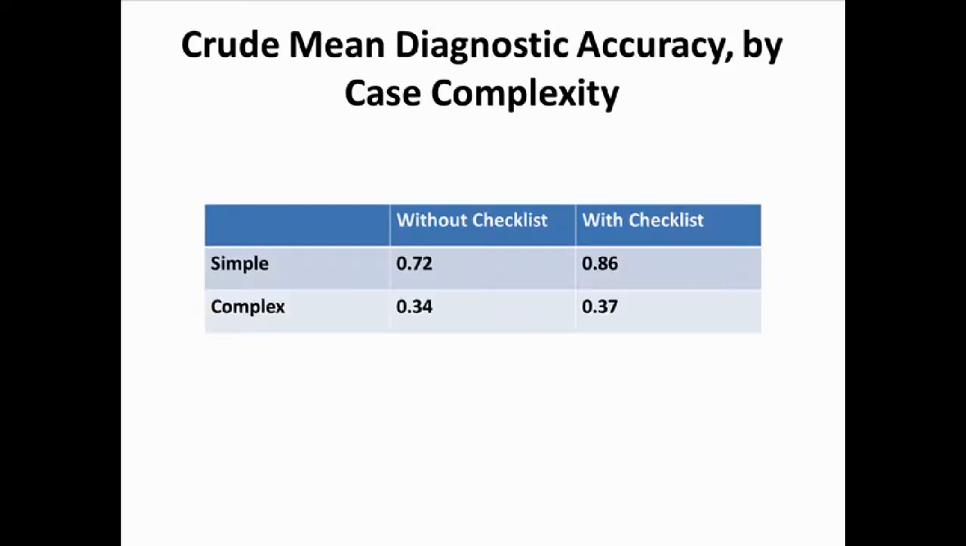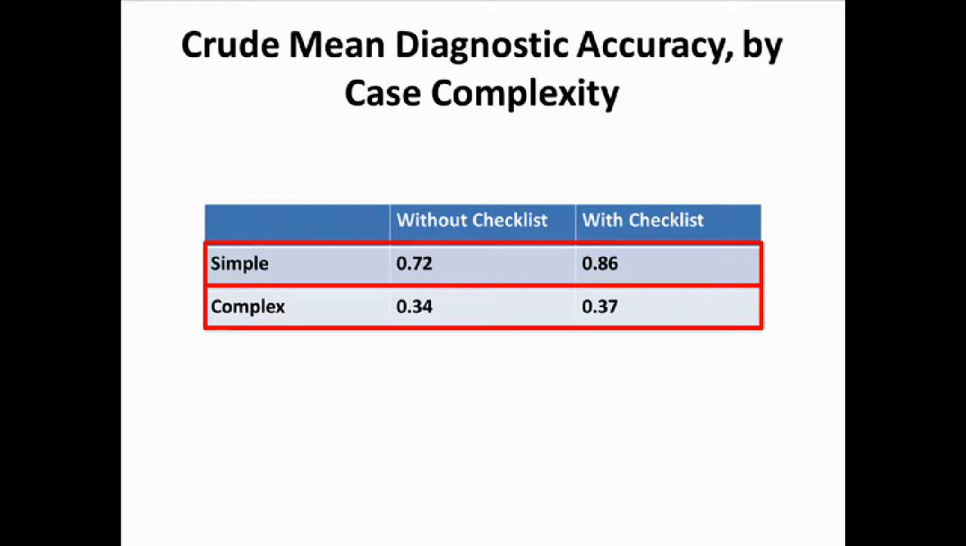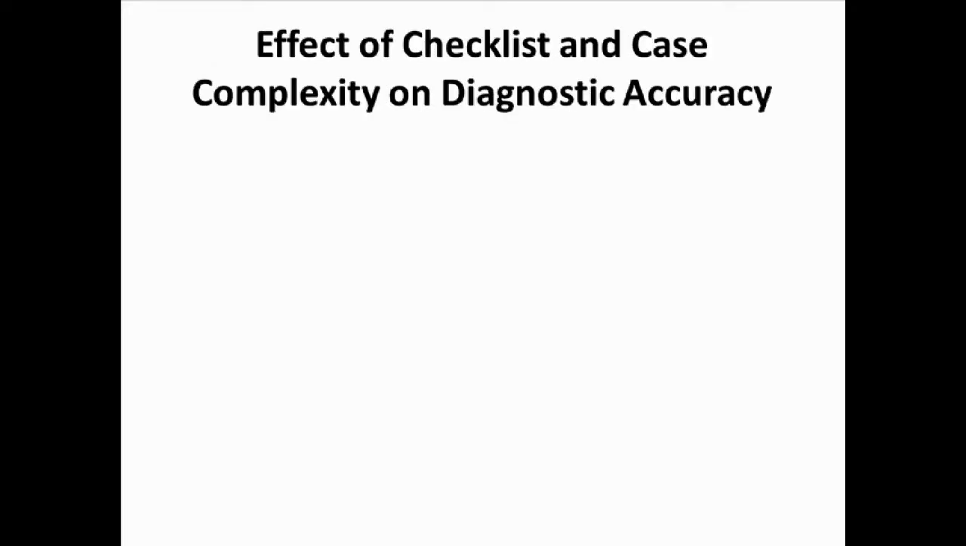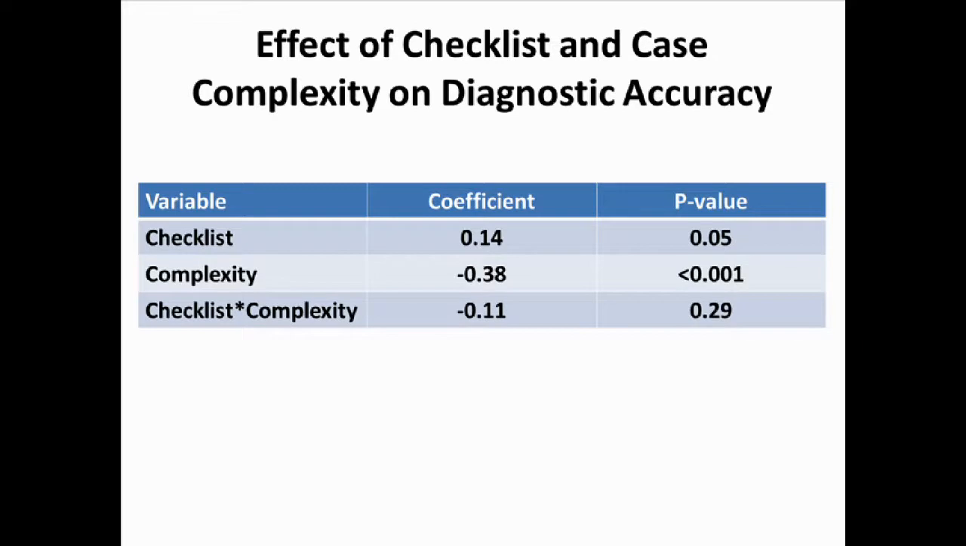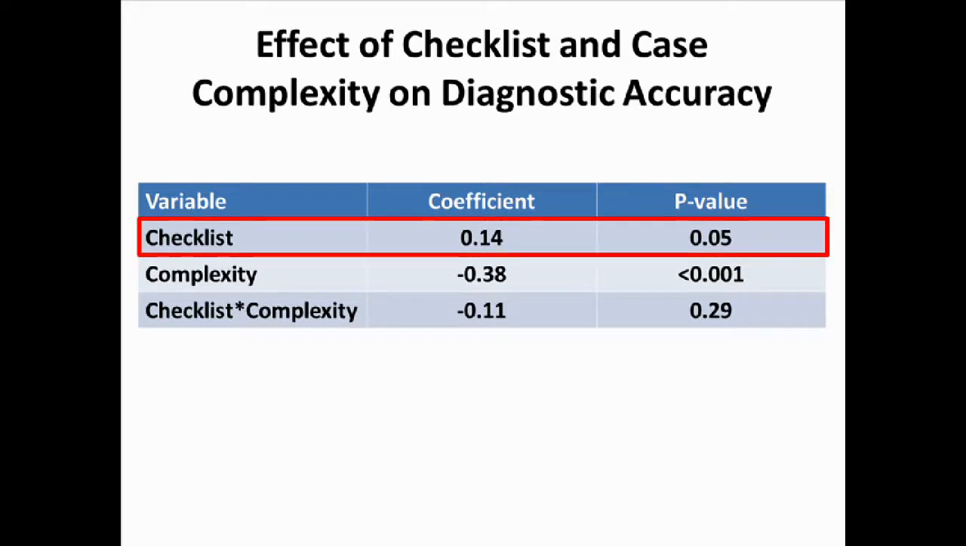You can see here, based on our crude mean diagnostic accuracy scores grouped by case complexity, that the diagnostic accuracy score with checklist use was higher than without for both, but perhaps more significantly for the simple cases than for the complex. And what we did at this point is we did a repeated measures regression analysis where we looked for the effect of checklist use while controlling for complexity. And you can see that in this model, both checklist and complexity were statistically significant in terms of their effect, and that the interaction between checklist and complexity was not statistically significant.